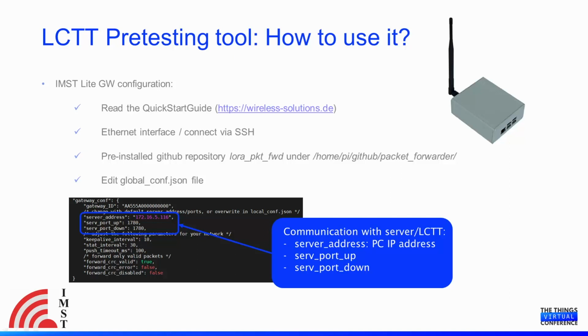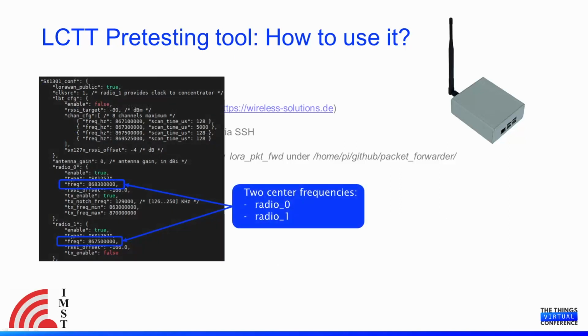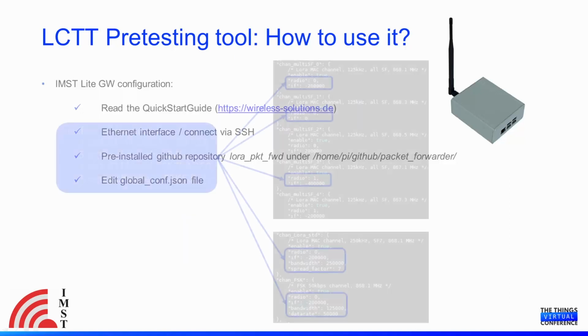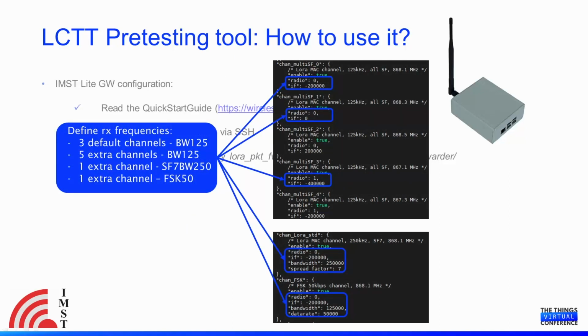Finally, you should configure the different reception channels on the gateway. This will be based on the two center frequencies and 8 different channels with bandwidth 125, one additional channel on bandwidth 250, for example for spreading factor 7, and one additional channel for FSK. This setting must include at least the default channels as defined in the regional parameters document.